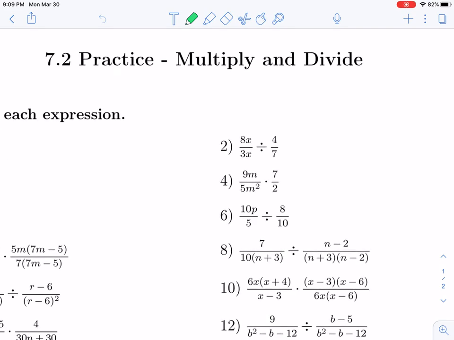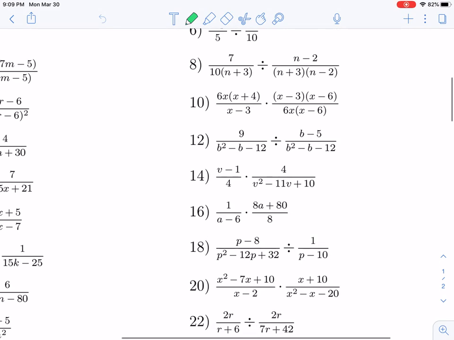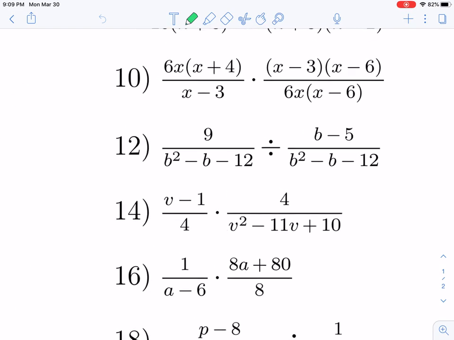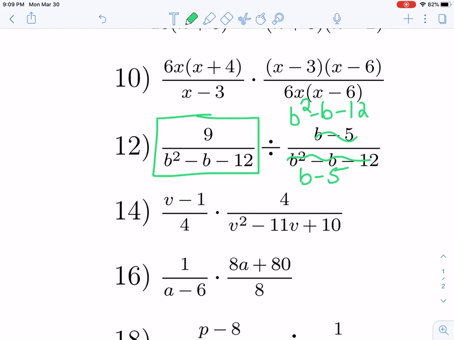Just remember, I know this was in the notes, but we'll talk about it real quick here. If you see a division sign, you always keep your first fraction the same. We don't change that at all. We flip the second, so like for number 12 here, this b squared minus b minus 12 would come up top, and b minus 5 would be down below. And then finally, we change the division sign to multiplication.